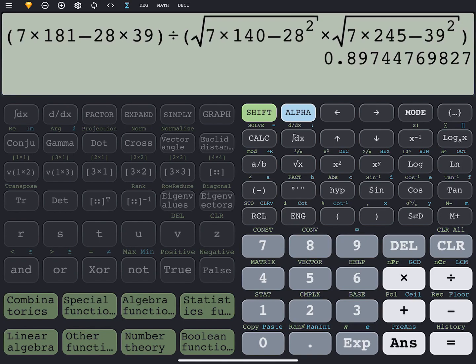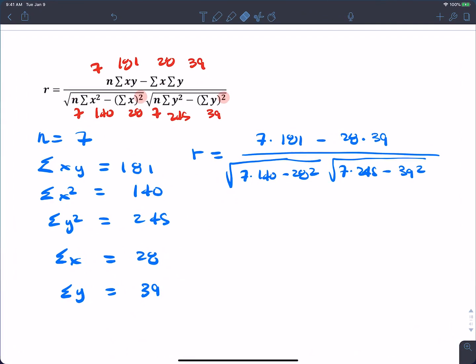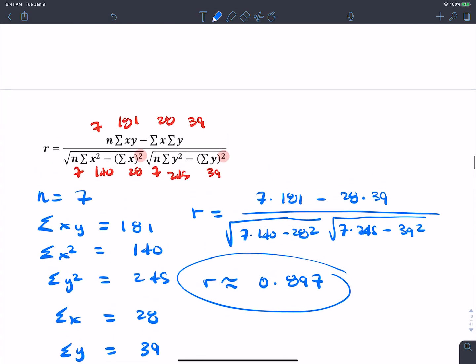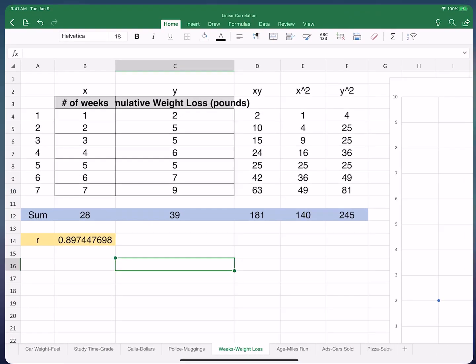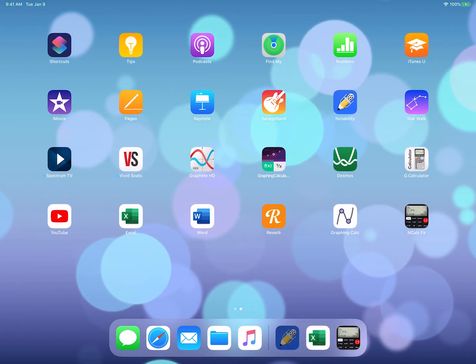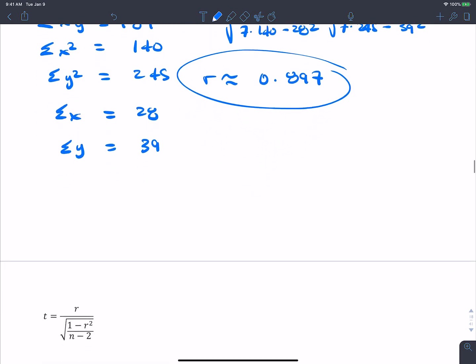What's this value here? Isn't that, to the nearest thousandths, 0.897? So it's 0.897. Let's write this down. Is that what we said we'd get? Is that what Microsoft Excel said we'd get here? Looks like it's 0.897. So okay, we are on the right track. Good. Now we need to find the what? Test statistic.